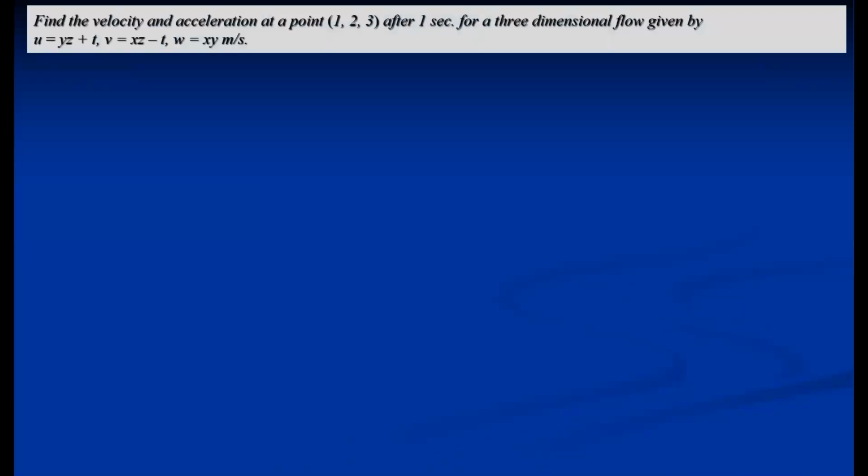So the first numerical is to find the velocity and acceleration at a point. The three space coordinates are given, that is 1, 2, 3, after time 1 second, for a three-dimensional flow given by three components: u is equal to yz plus t, v is equal to xz minus t, and w is equal to xy. As the three components are given, this is a three-dimensional flow.